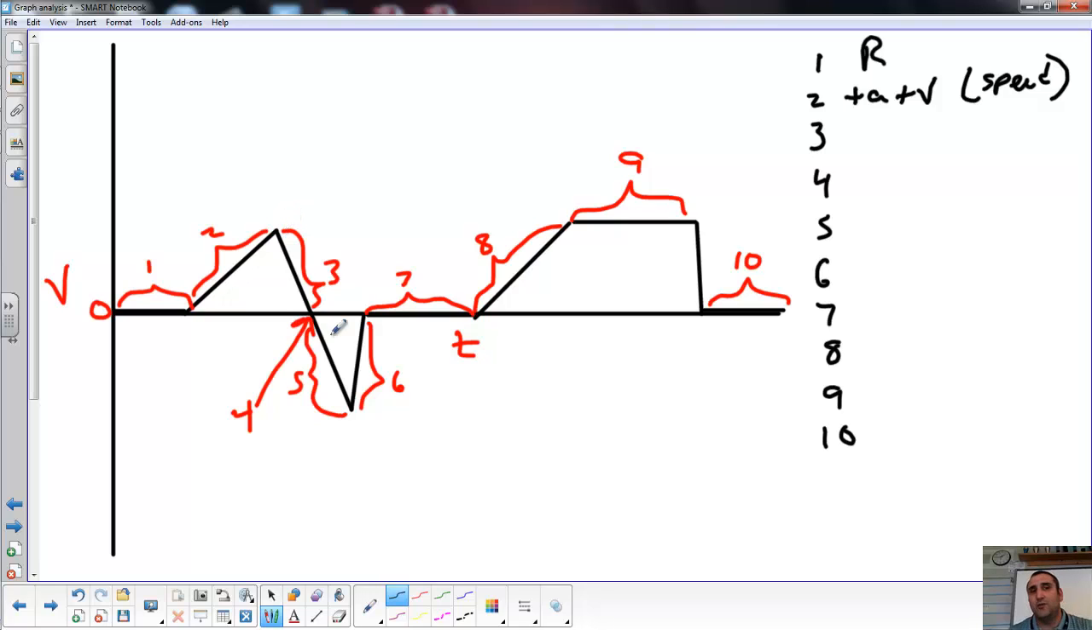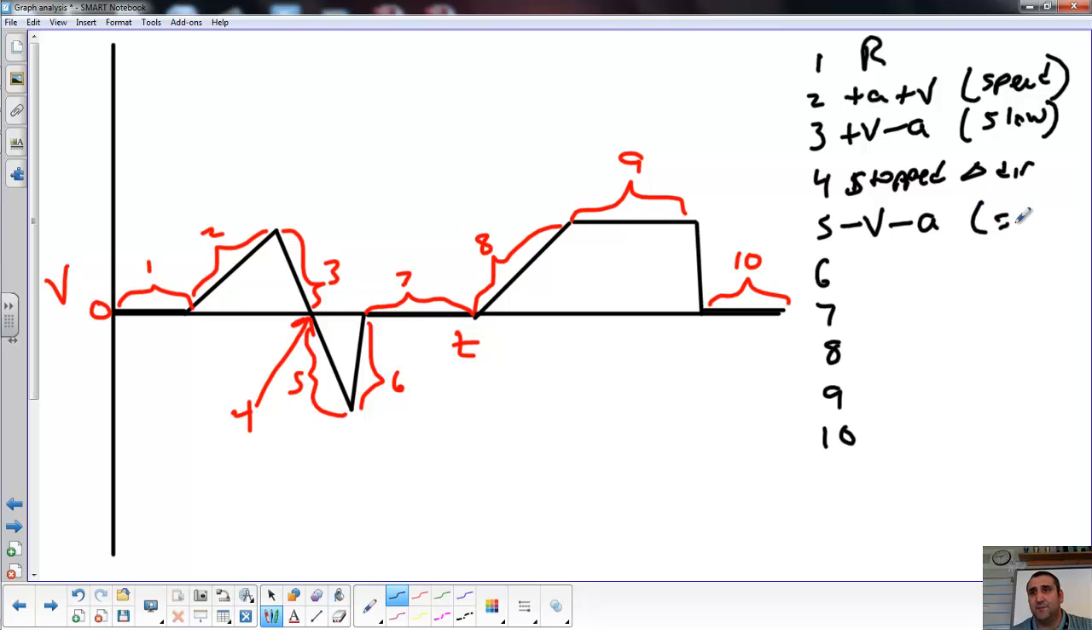Then you hit here, and you come back. So now in the third one, you've got a positive velocity, because you're still up here, but you have a negative acceleration, which means you are slowing down. You continue. At 4, you have stopped, and you are changing direction. And then at 5, you've got negative velocity because now you're down here, which means you're going the other way. And you are negatively accelerating. When these two signs are the same, you're speeding up.